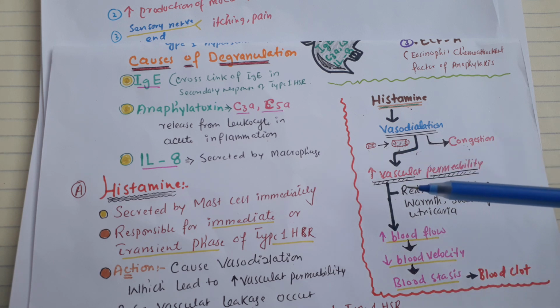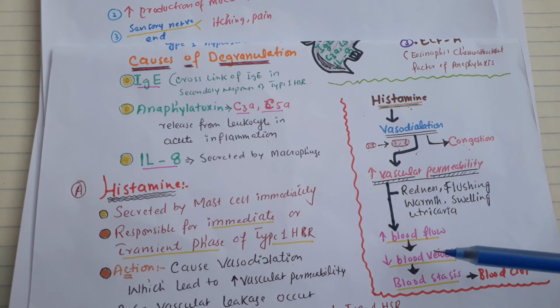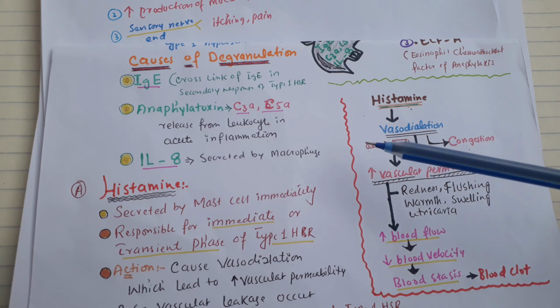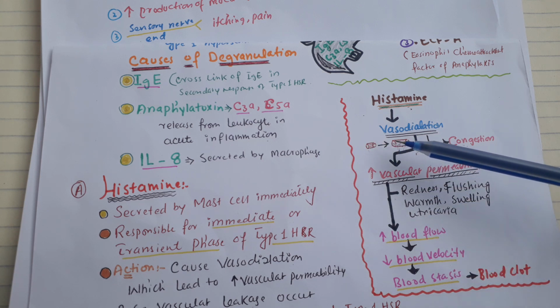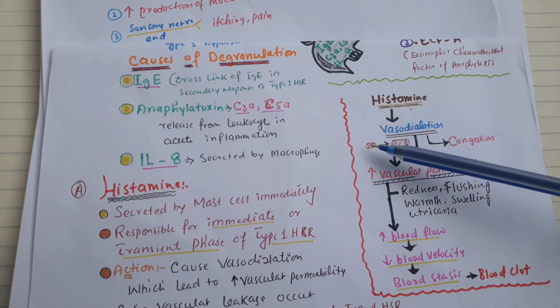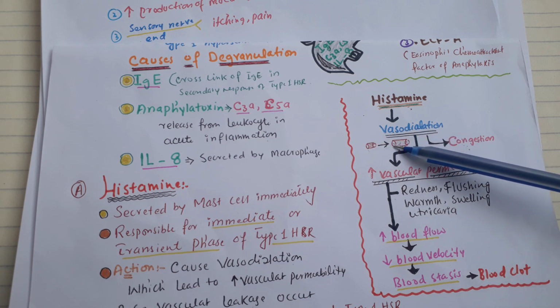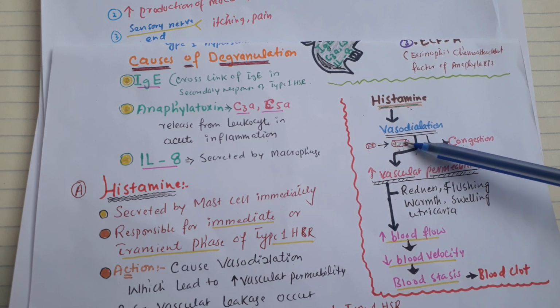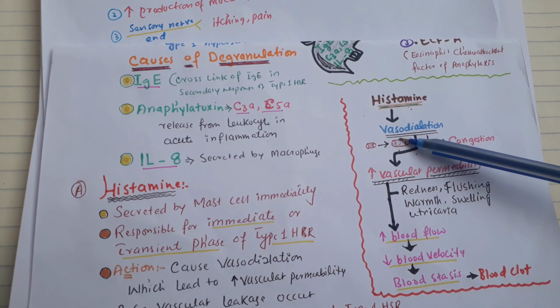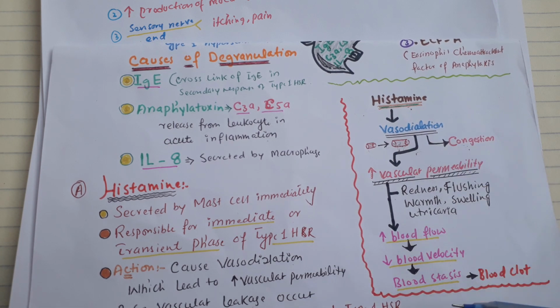And if we increase the blood flow, there will be a decrease in blood velocity. If you see here, in this blood vessel the diameter is less, and here the diameter is increased. If we increase the diameter, blood flow will increase, but the velocity, the movement of blood, will decrease. Because of that, blood stasis can occur, which can form a blood clot.